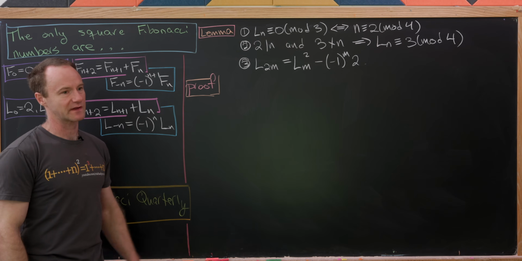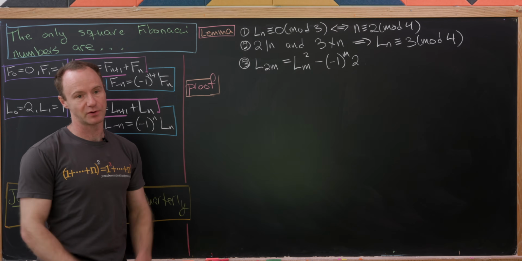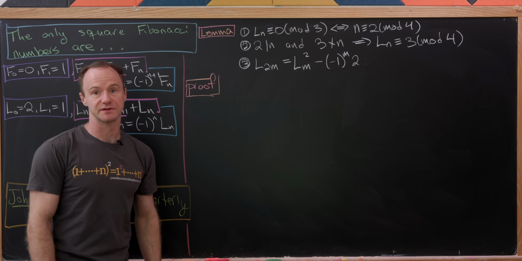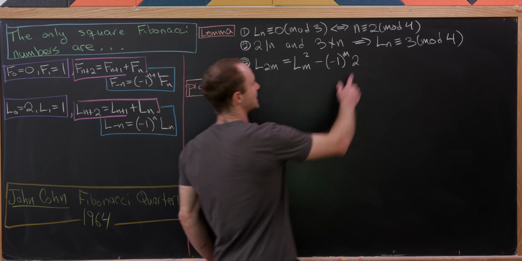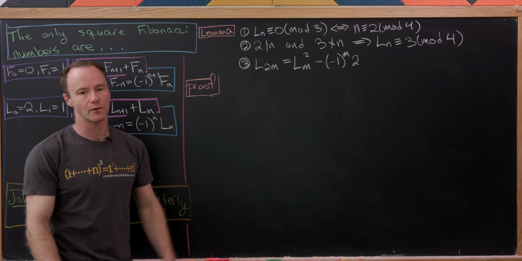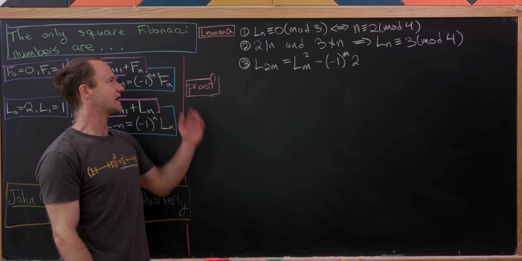So what does that really mean? Well, being congruent to 0 mod 3 means that you are divisible by 3. So these are all of the Lucas numbers that are multiples of 3. And then being congruent to 2 mod 4 means that when you divide something by 4, you get a remainder of 2. Okay, so how are we going to start this?